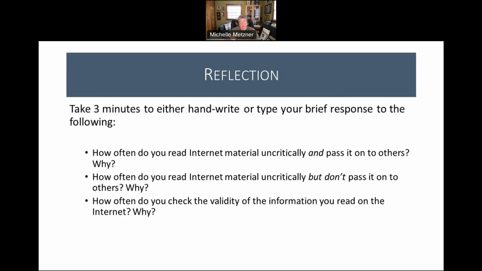So, take another three minutes or so and tell me, how often do you read internet material, and this is a big one, uncritically and pass it on to others? How many times do you do that? And why do you do that? And how often do you read internet material uncritically but don't pass it on to others? And why do you do that? And then how often do you check the validity of the information you read on the internet and why? Go ahead and pause, and I'll meet you back in a minute.